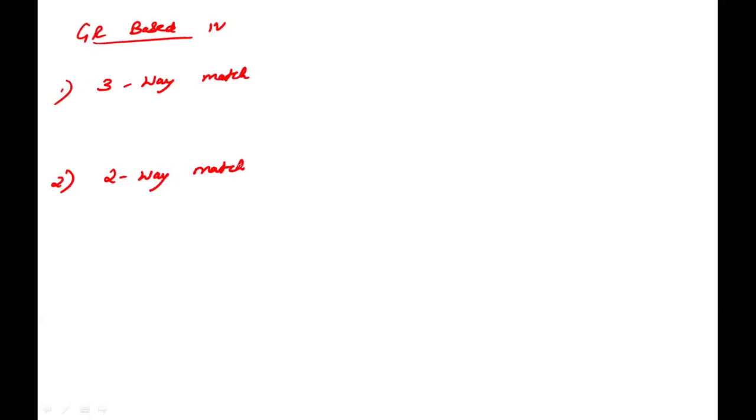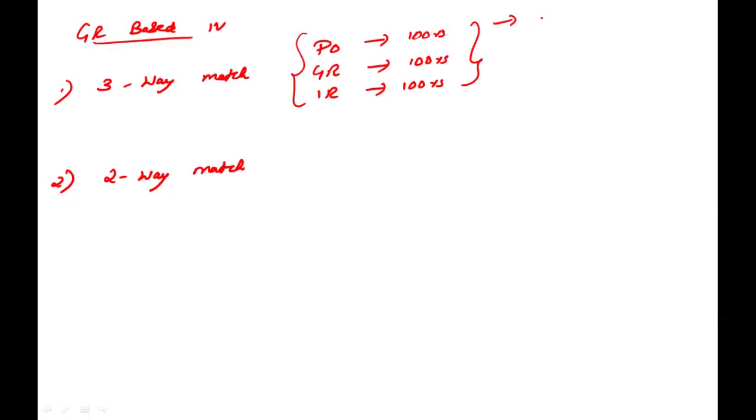When I say three-way match, if we want to pay the vendor, system will check the PO, GR, and the invoice. For example, a PO is placed for 100 rupees and GR is also posted for 100 rupees and invoice is also posted for 100 rupees. Then there is no discrepancy. Everything is matching. The payment will happen.